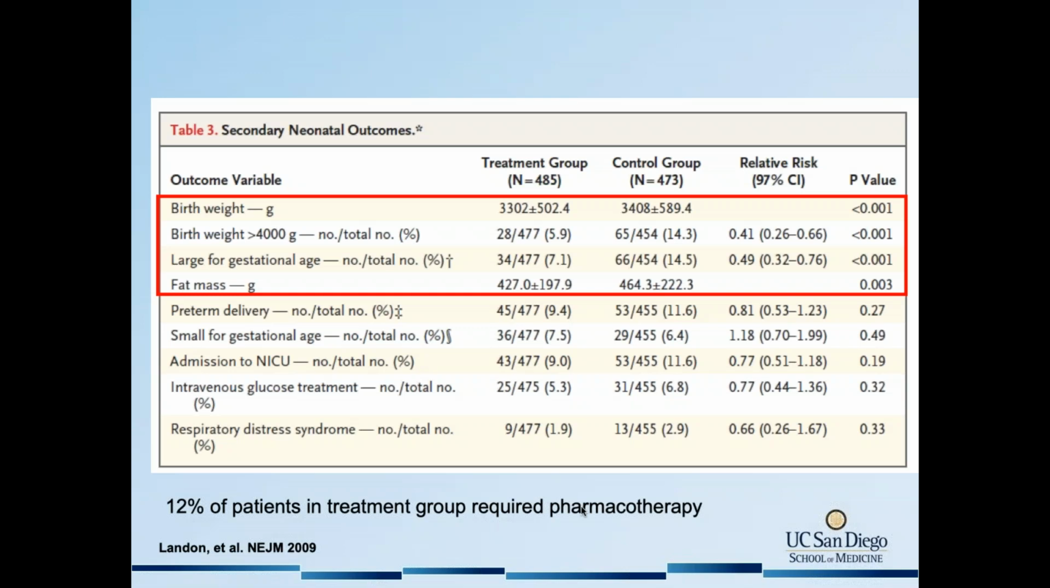Similarly to the first trial, they randomized women to treatment of GDM versus controls. And what they noted, again very similarly, was a lower birth weight. The rate of birth weight greater than 4 kilos was half that of the control. The rate of LGA was half that of the control. And something unique to this trial was that they did measure fat mass, and they noted lower fat mass in the neonates whose mothers received treatment for GDM. And as I mentioned before, there was not a higher rate of small for gestational age within the treatment group.